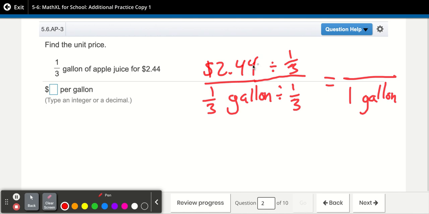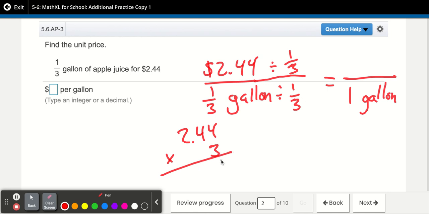Now, remember, Mr. Bliss taught us about dividing with fractions: keep, change, flip. So on top, we have 2.44 divided by 1/3. Well, we're going to keep the 2.44. We're going to change the division to multiplication, and we're going to flip the 1/3. When you flip 1/3, the reciprocal is 3. So we're just doing 2.44 times 3.